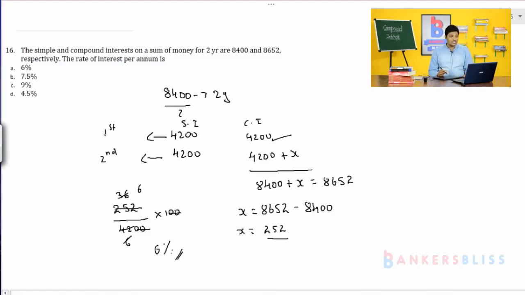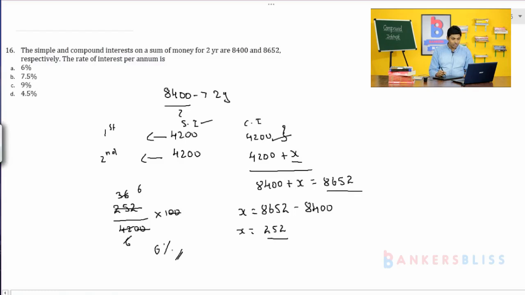They have given the simple interest for 2 years and the compound interest for 2 years. For the first year our interest amount will be the same for simple interest as well as compound interest. So 4,200, 4,200. Second year, 4,200 plus extra amount. To identify this value, they have given simple interest. So 4,200 is the first year amount, and the second year it will be 4,200 plus the extra amount you are going to get. So altogether it will be 8652.